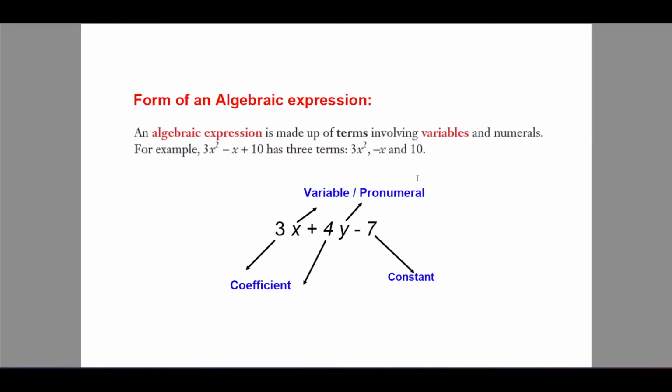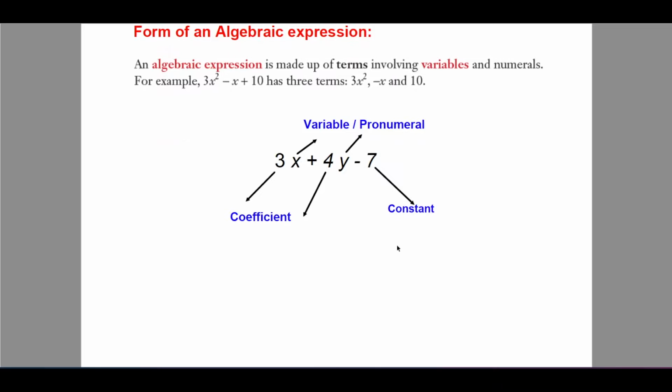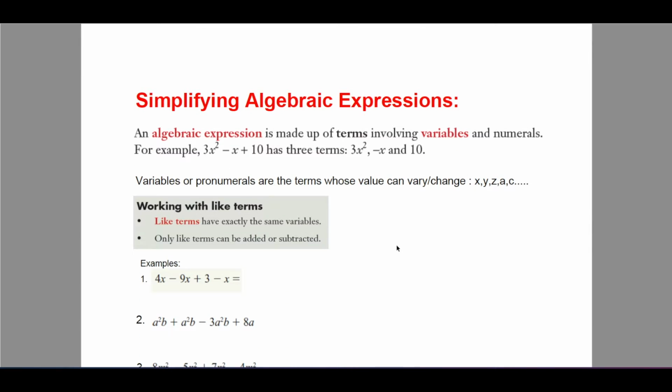Variable, pronumeral, they're basically the same thing. Now what they are is basically these things. The x and the y, these are variables or pronumerals. And a constant term, now a constant is basically a number. Okay, so it can be 7, 8, 9, so on. So basically it's something that does not have a variable attached to it. That's a constant. Okay. Now to simplify an algebraic expression, there are many ways to do it.